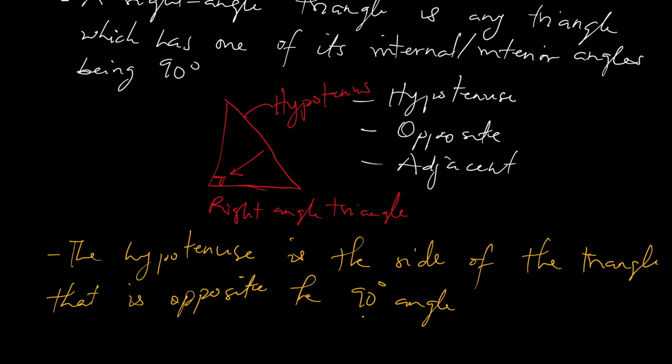Aside the hypotenuse, we have other sides which are the opposite and then the adjacent. Now these sides of the triangle are with respect to the angle we are interested in. So if we are interested in this angle, which is our theta, then our opposite side of this right angle triangle will be the line that is opposite to the angle theta, and that is this side. So this side is opposite to our theta, and so this side will be our opposite.